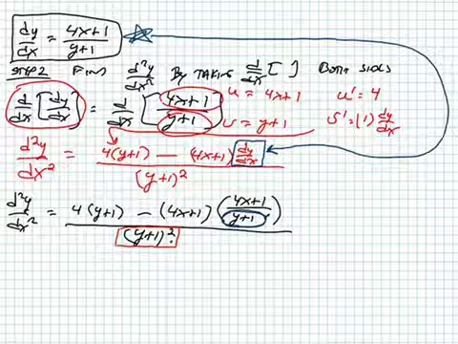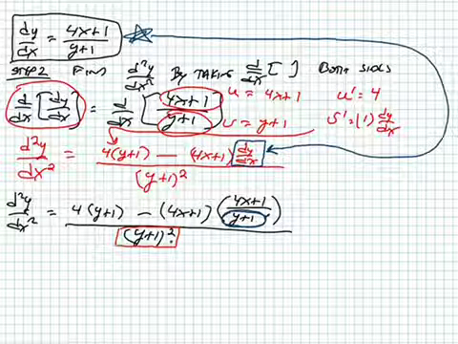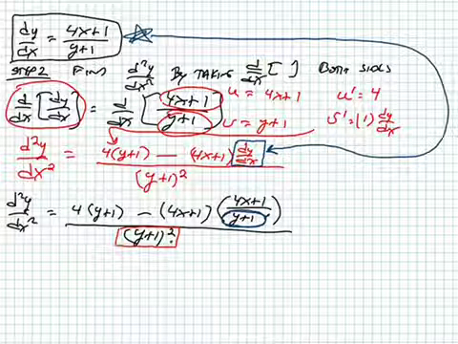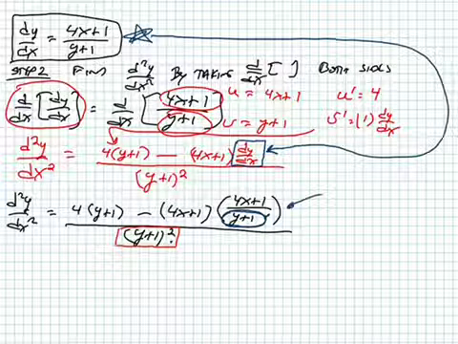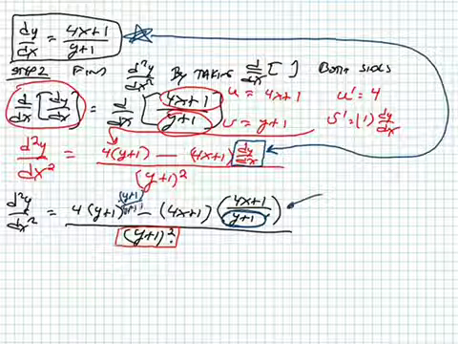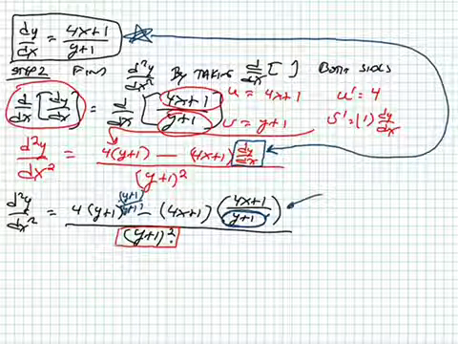And it's just always going to work out that way. So at this stage, what you want to do is factor out a 1 over y plus 1 in the numerator. To do that, I'm going to go over to this first term and multiply it by y plus 1 over y plus 1. And by doing so, I can factor out a 1 over y plus 1.